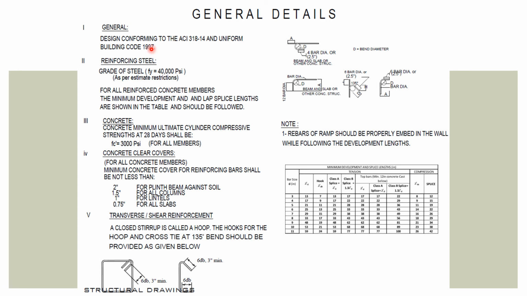Here are the general notes, like what code has been followed. This is a sample general notes drawing. What is the reinforcing steel, concrete clear covers, transverse or shear reinforcement or ties, what is the lap length. So all types of details are provided in the general notes. Sometimes there are 1, 2 or 3 drawings just for general notes.